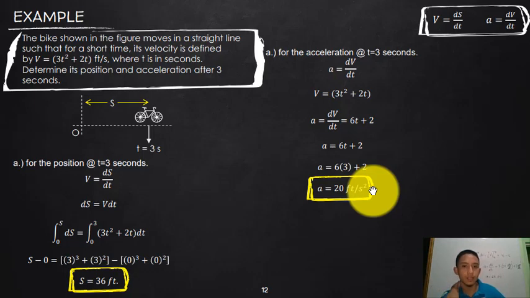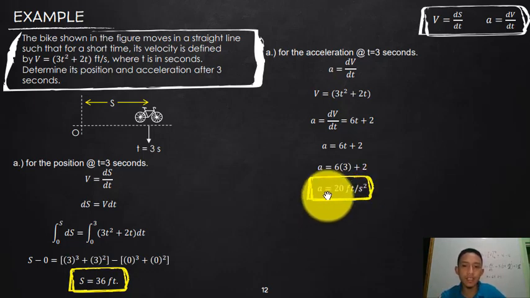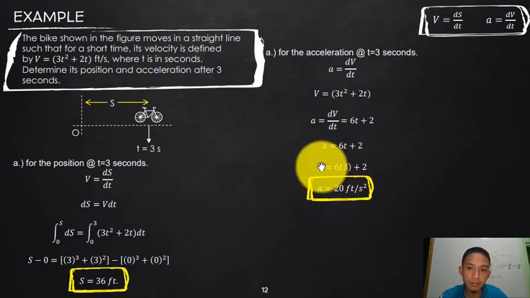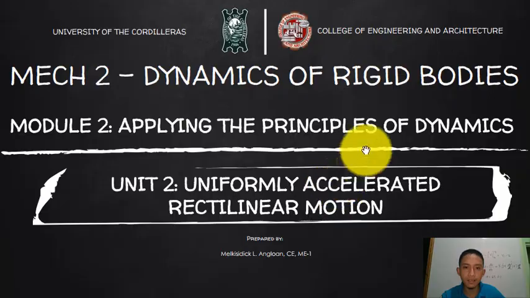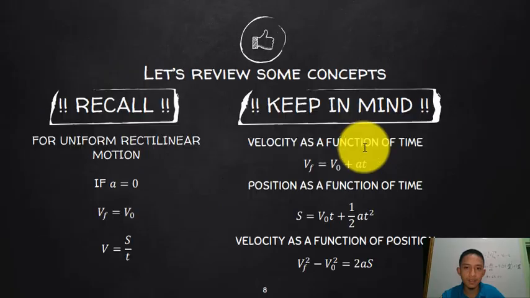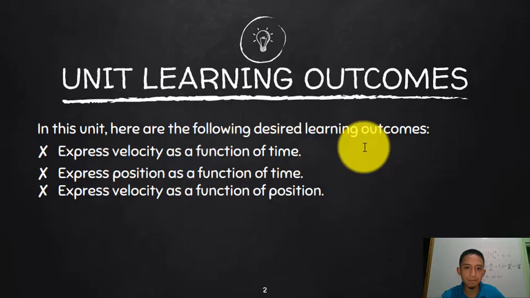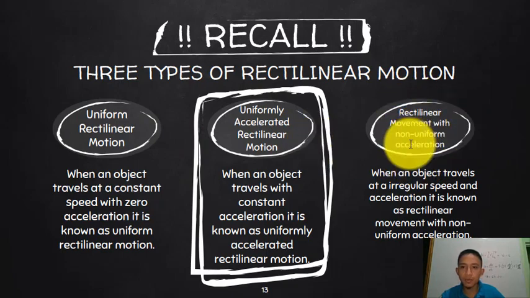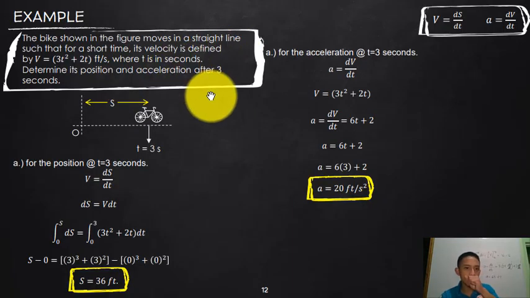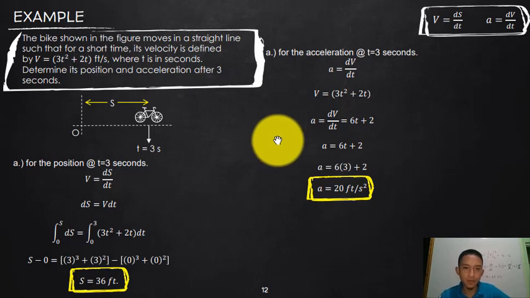So what does that mean? There is an acceleration. So what do we mean by there is an acceleration? That is not a uniform rectilinear motion. It's either uniformly accelerated, or rectilinear movement with non-uniform acceleration. Okay, so that is for this example.